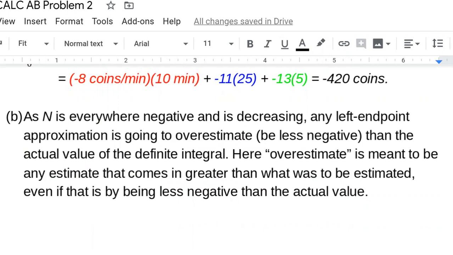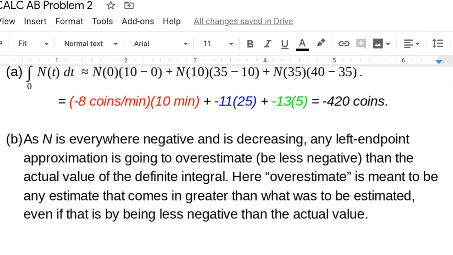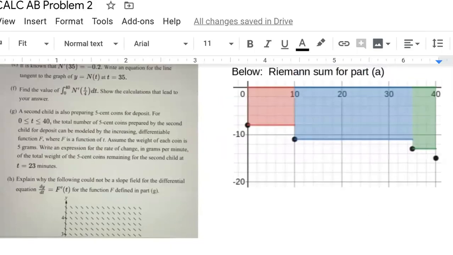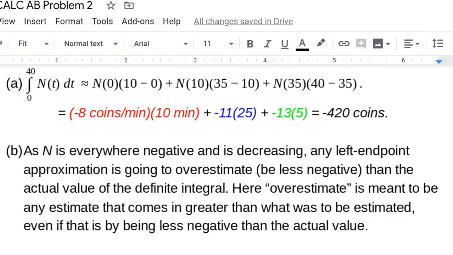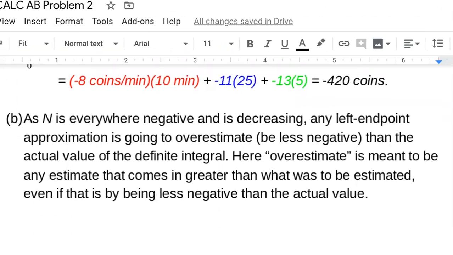And I put here in parentheses what I really mean by that: be less negative than the actual value of the definite integral. So I explain there further. Here, overestimate is meant to be any estimate that comes in greater than what was to be estimated. So the actual value would have been something more negative than -420 coins. We're missing out on these portions here, perhaps. You know, we don't know the details, but this is coming in at something that's less negative than maybe the actual value would be, if that makes sense. So I chose overestimate to mean any estimate that comes in greater than what was to be estimated, even if that is by being less negative.